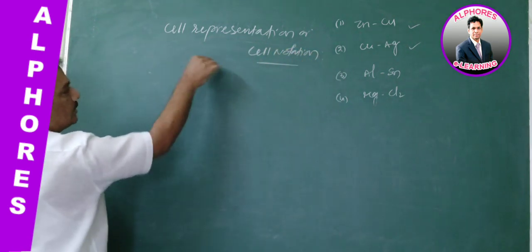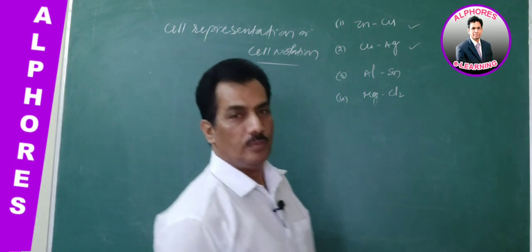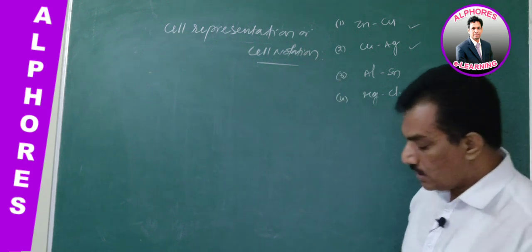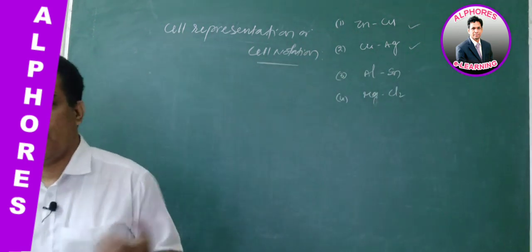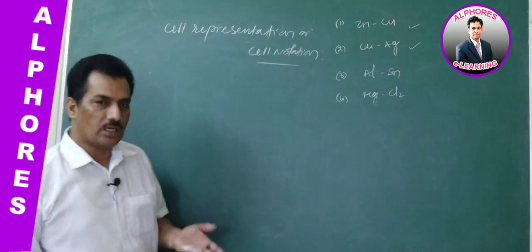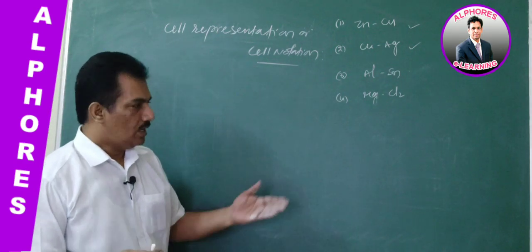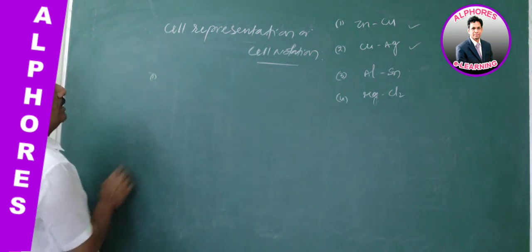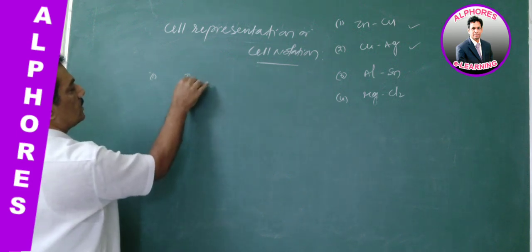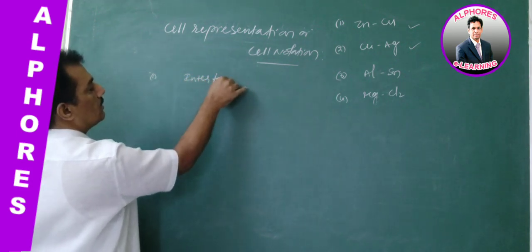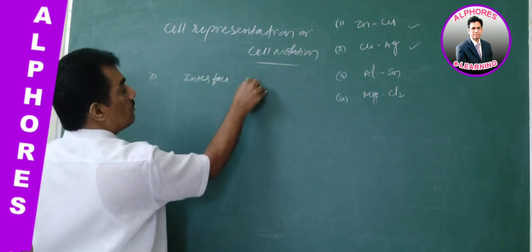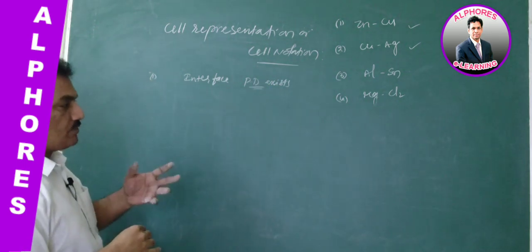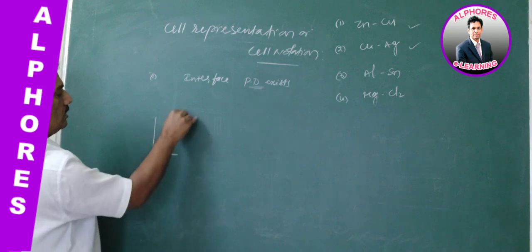Simply remember, the symbolic short form representation of the cell is nothing but cell notation. And in writing the cell or in representing the cell, we have to follow some sort of rules, nothing but conventions framed by IUPAC. Let us know first what these conventions are. You remember, first one is the interface, the interface where potential difference exists. First of all, you have to understand this word, the potential difference, where it exists in any electrolyte.